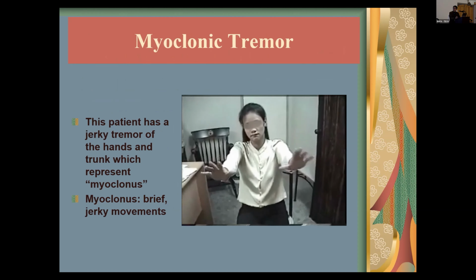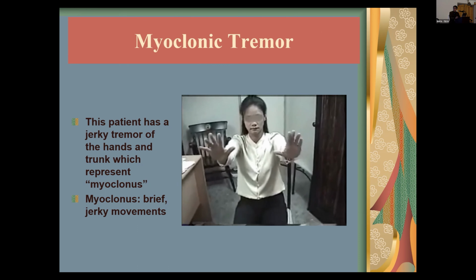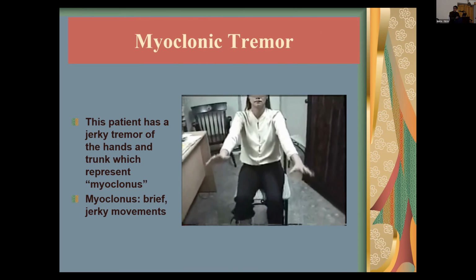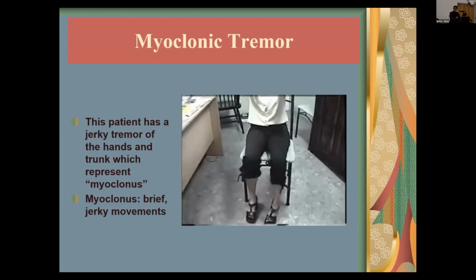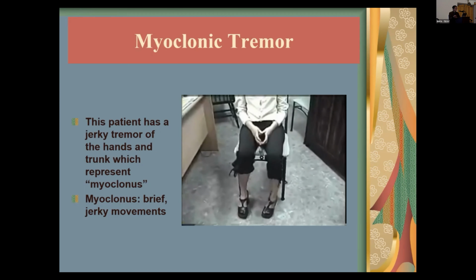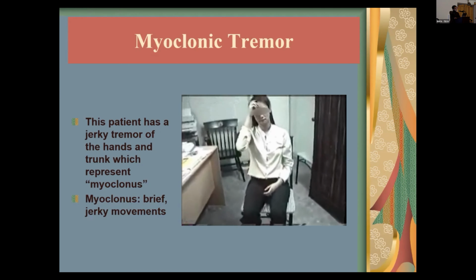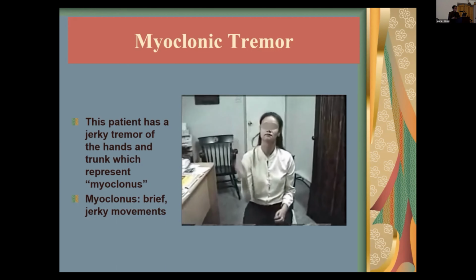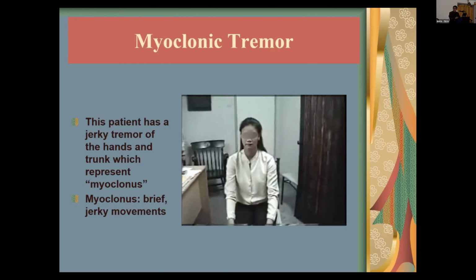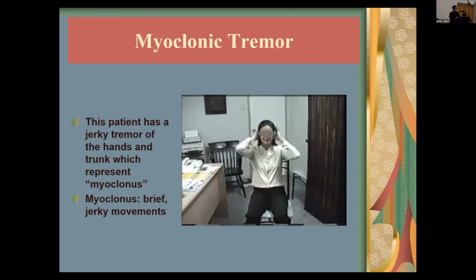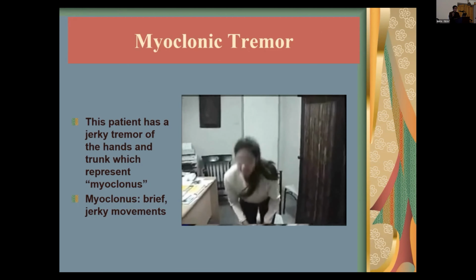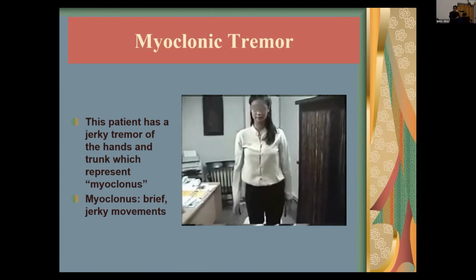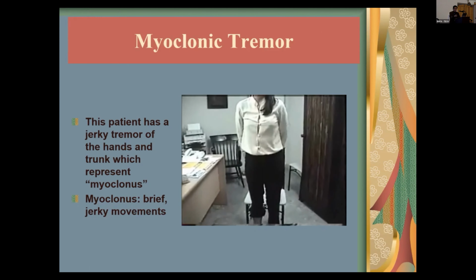And then the next type of tremor that I want to make you aware of is the so-called myoclonic tremor. Myoclonus refers to a jerky movement. So it's not a smooth, oscillating tremor like this. It's kind of jerky, and so this is called a myoclonic tremor. It looks like tremor, except that we see the tremor being very jerky, and this can occur both at rest and during action.